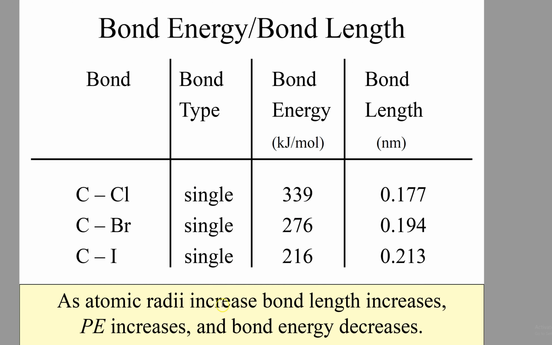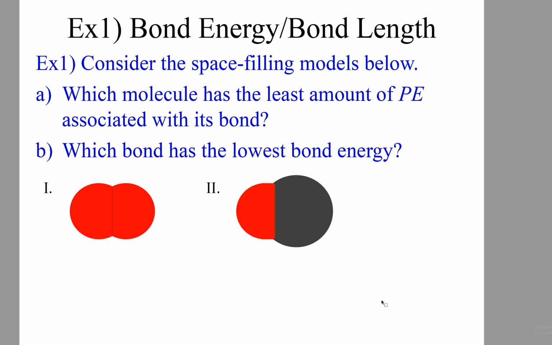So as the atomic radius increases, the bond length is going to increase, PE increases, and the bond energy decreases. So again, it's kind of like it's all interconnected. It's really interesting to see that you can actually create more energy if you can figure out which atom is going to be connected.